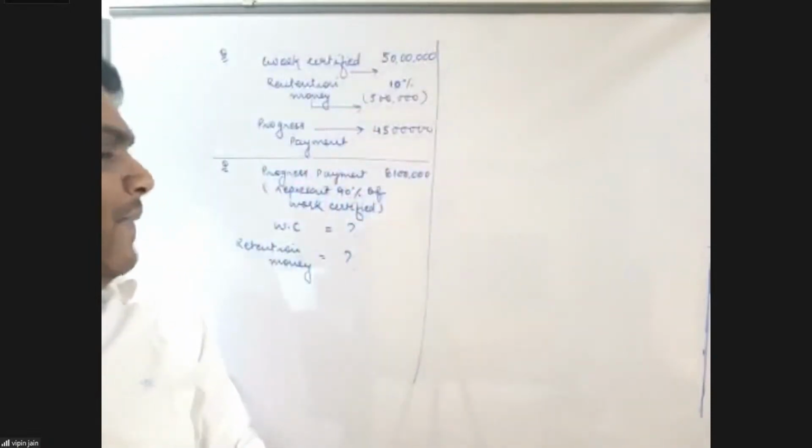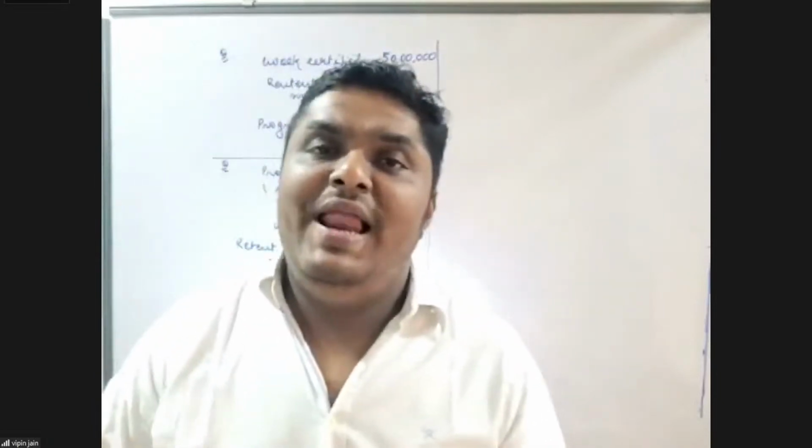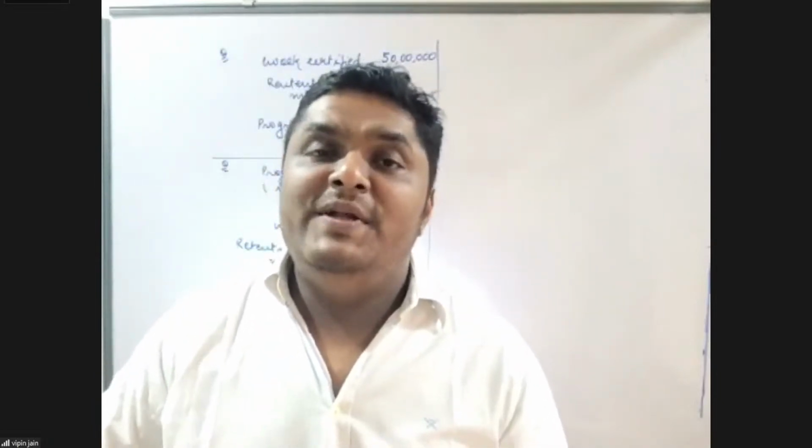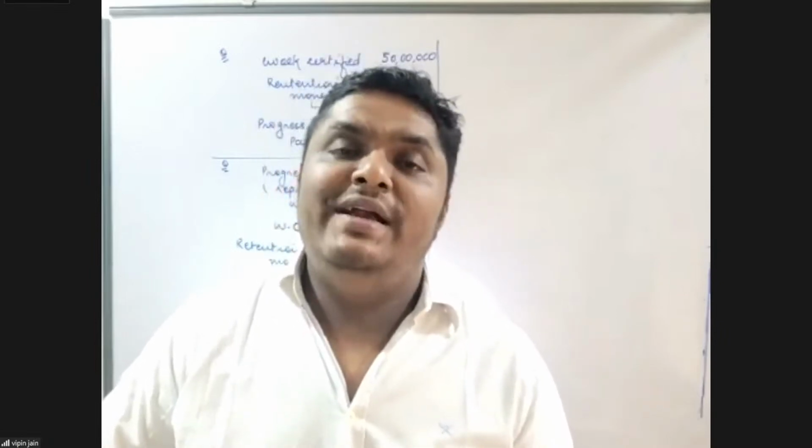Very good, Bhumika. Very good, Uday. Very good, Soumyakant. My progress payment is 81 lakh and it represents 90% of the work certified. So how much will be the retention money and how much will be the work certified?